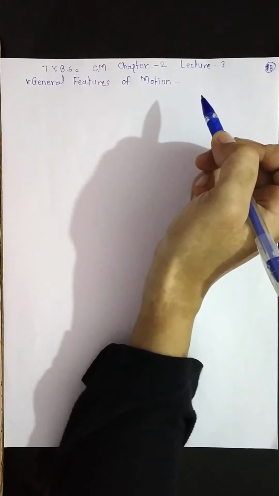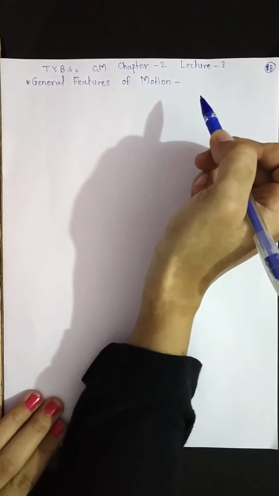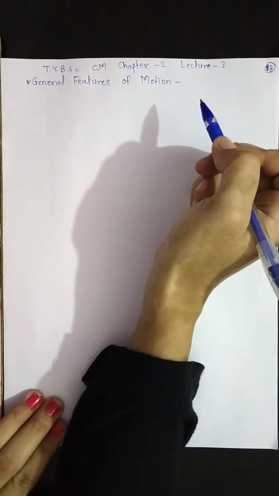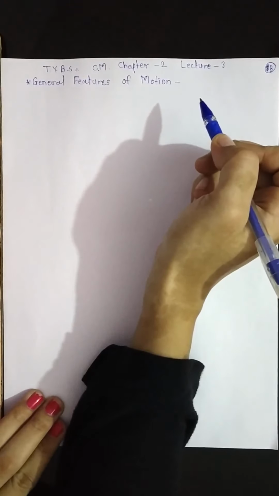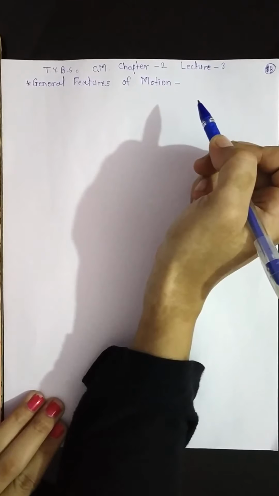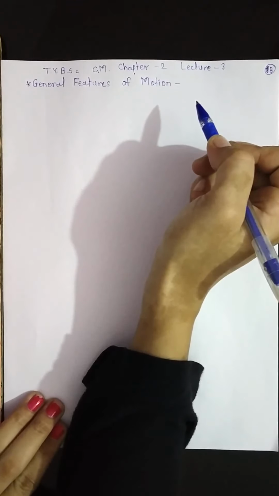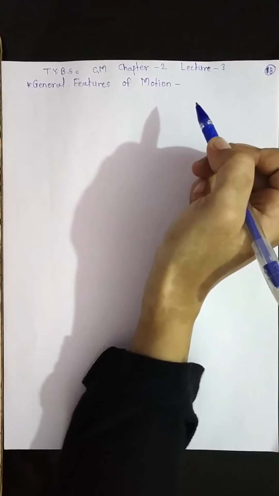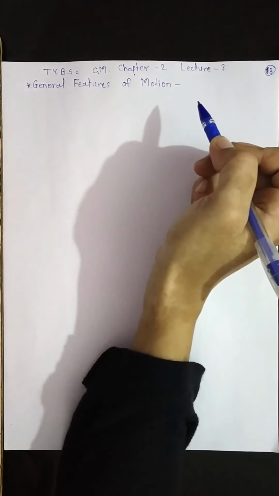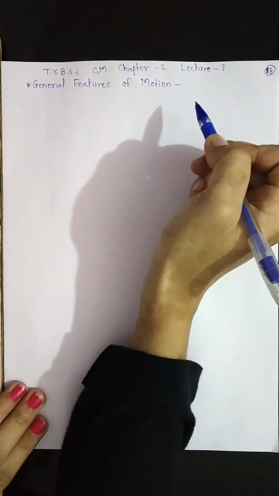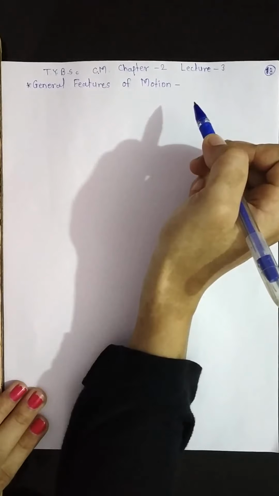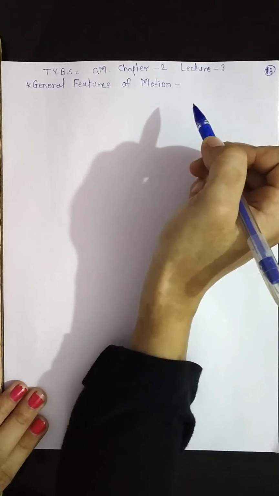In this lecture, we will discuss general features of motion. In the previous lecture, we have already discussed the equation of motion of an orbit when our force is a central force and which is a conservative force. So, the total energy of a particle in central force is given by equation number 24 that we have already discussed.